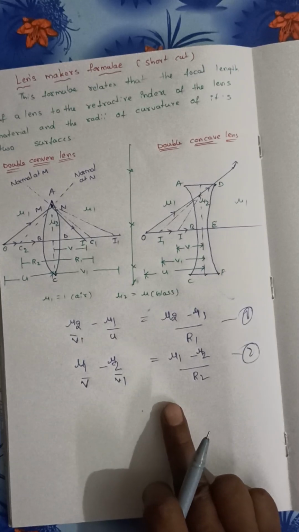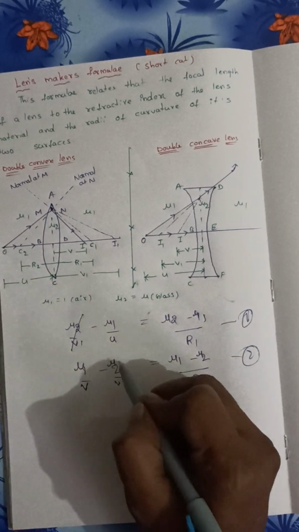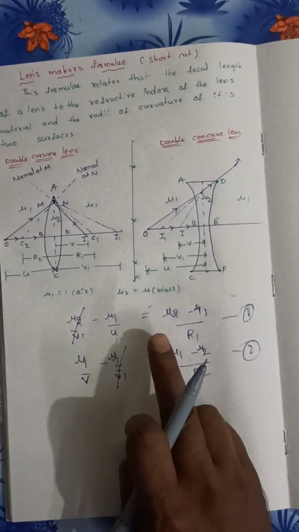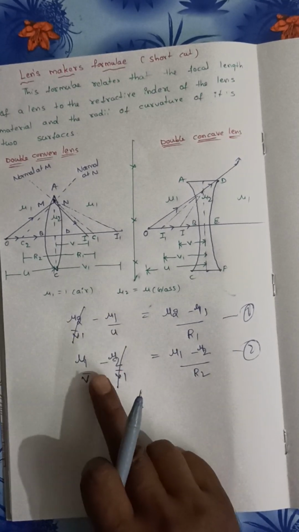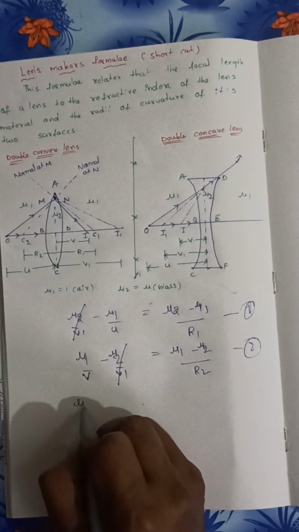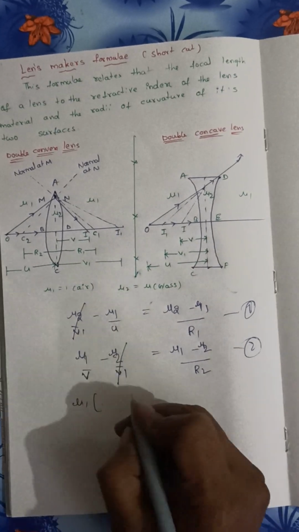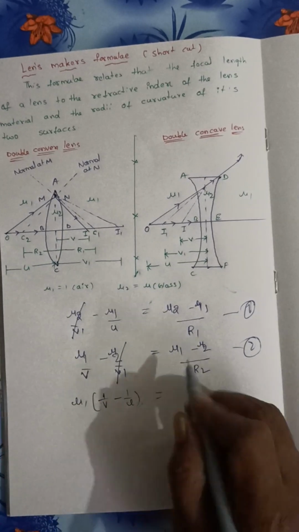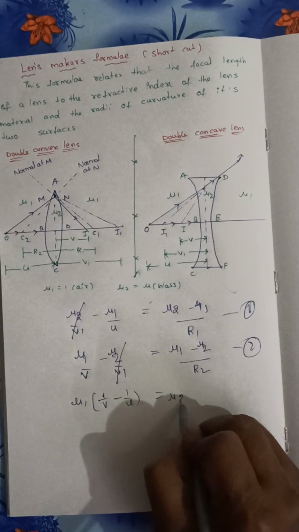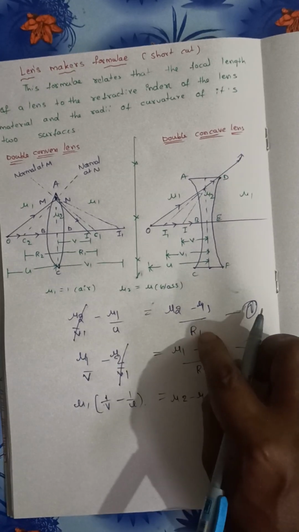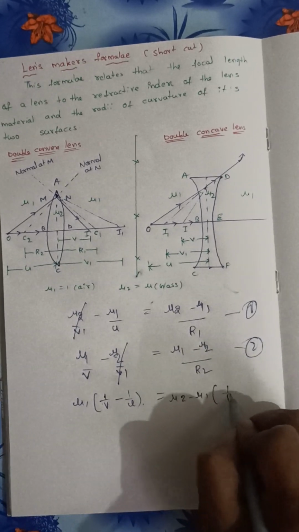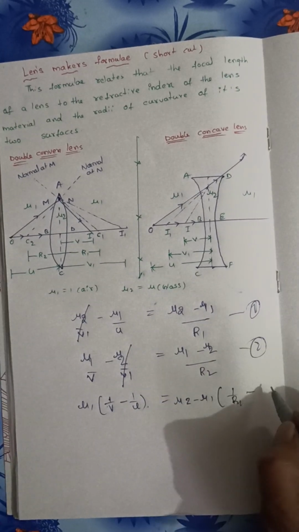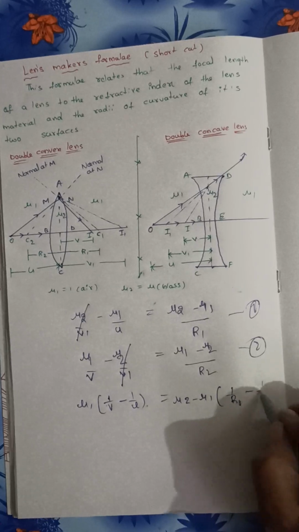By adding both equations, mu2 by v1 and minus mu2 by v1 get cancelled, plus and minus exactly opposite. What remains is minus mu1 by u and mu1 by v. Taking mu1 common, we get 1 by v minus 1 by u. On the right side, taking mu2 minus mu1 common, we get 1 by r1 minus 1 by r2.